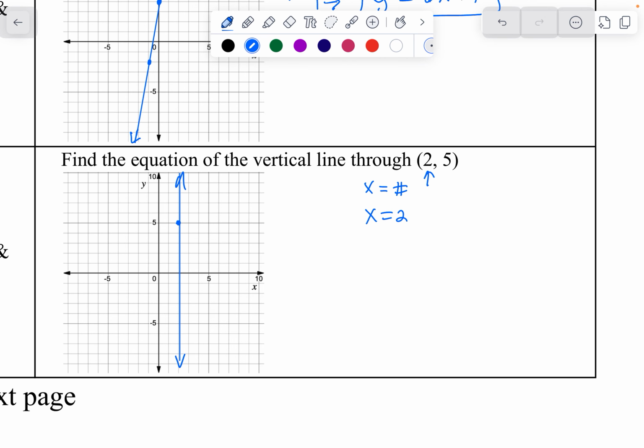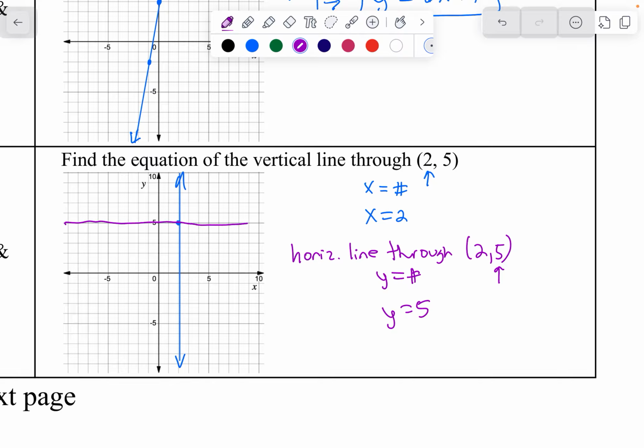Now what if we wanted a horizontal line through 2, 5? Well, if we want a horizontal line through 2, 5, remember that's y equals a number. We would use the y value. It would be the y value of 5. So you just got to memorize that a vertical line is x equals a number and a horizontal line is y equals a number, okay?